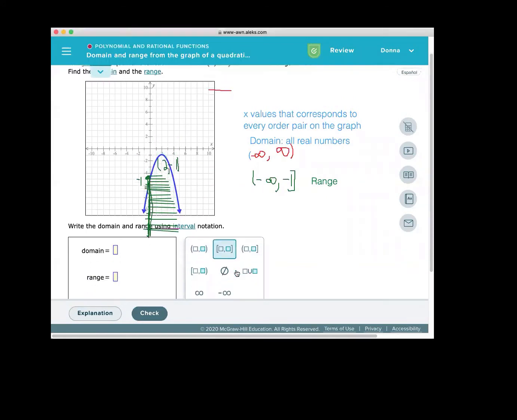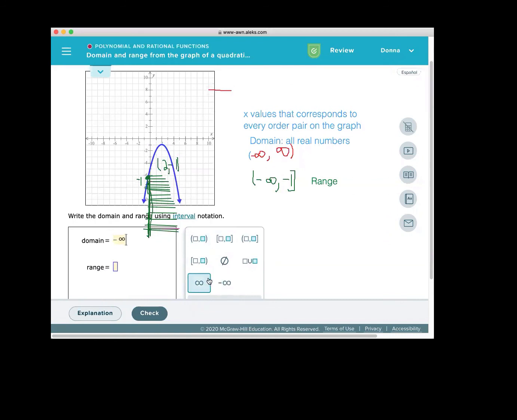So we'll go ahead and put in our answers. For the domain, we're going to have a parenthesis, -infinity, comma, infinity. And then for the range, it's going to go from a parenthesis, -infinity, comma, -1. And since that's a bracket, I'm just using the keyboard to type in the bracket. And there's the bracket. So I hope this movie on domain and range of a quadratic function was helpful.